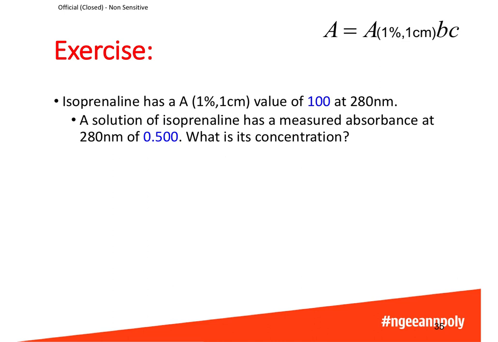Again, let's use the same equation for the Beer-Lambert law. Remember, B is the path length and the cuvettes are standardized at 1 cm. So rearranging the equation to calculate C, concentration, you need absorbance over the specific absorbance. Let's write that down. Now let's sub in the values.